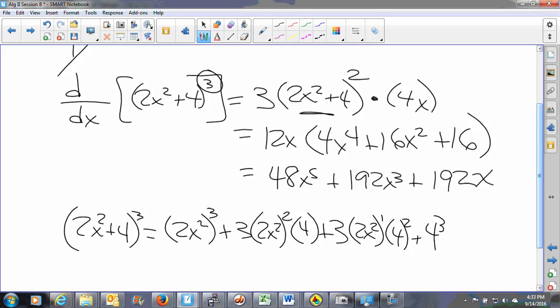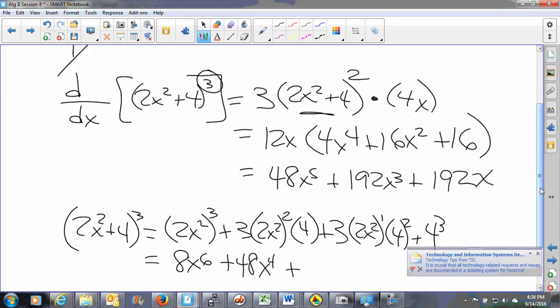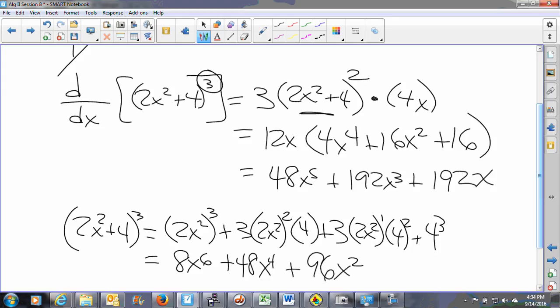Let's see what we get there. This becomes 8x to the 6th plus, this is 4x to the 4th times 4 is 16 times 3 is 48x to the 4th plus 2x squared times 3 is 6x squared. 6x squared times 16 is, I think, 96x squared plus 64.